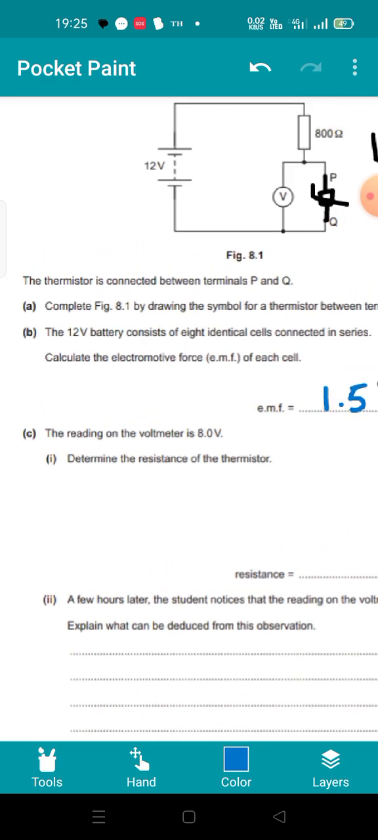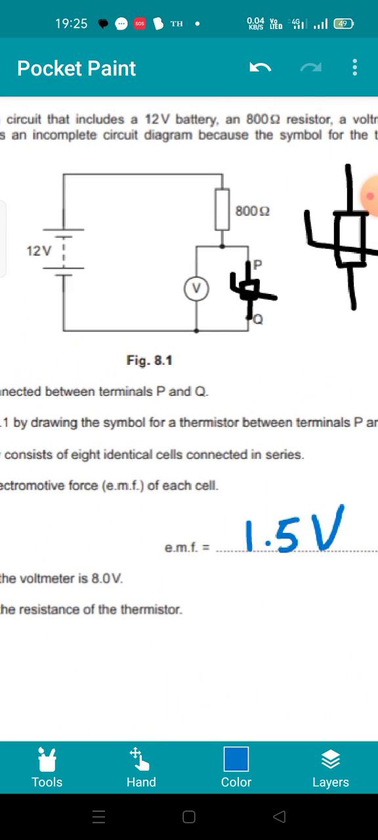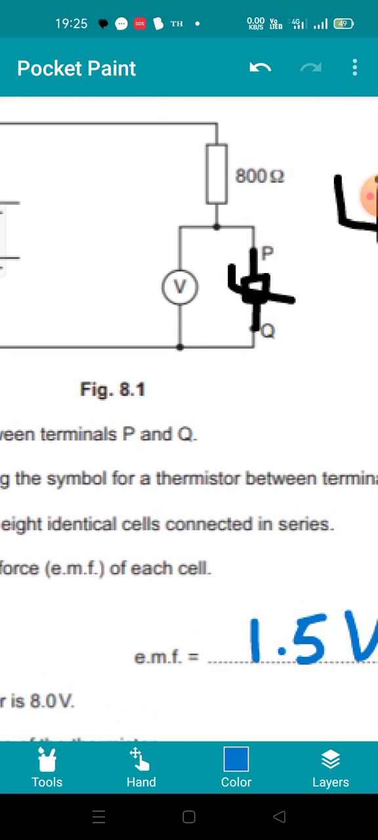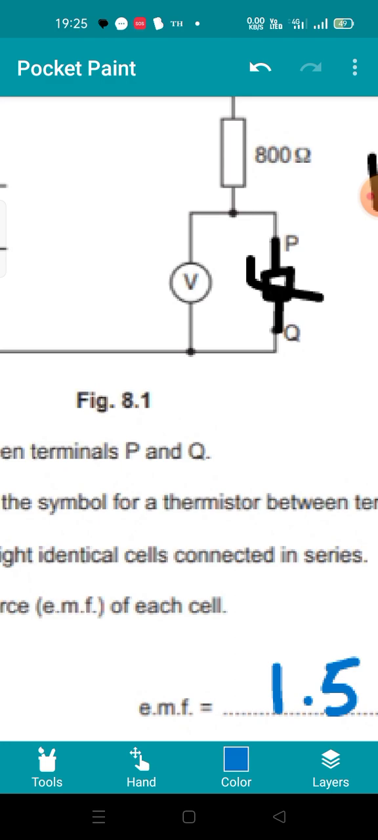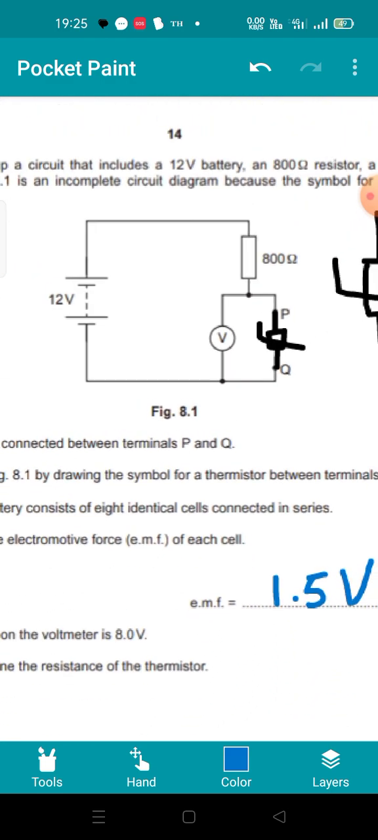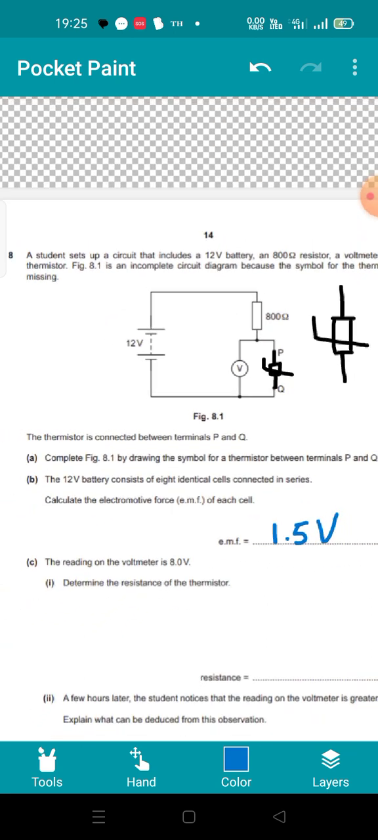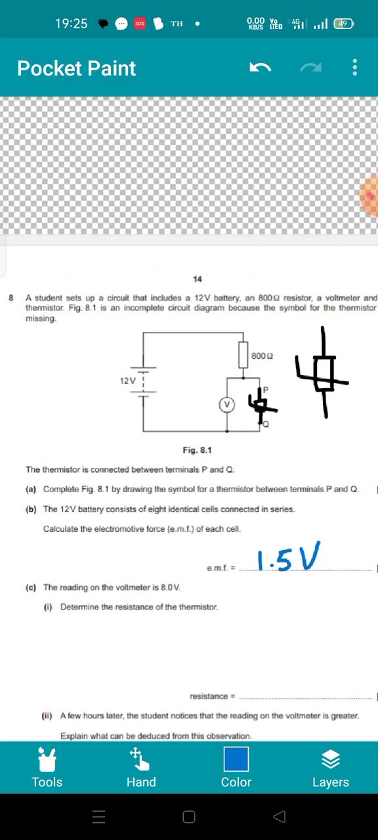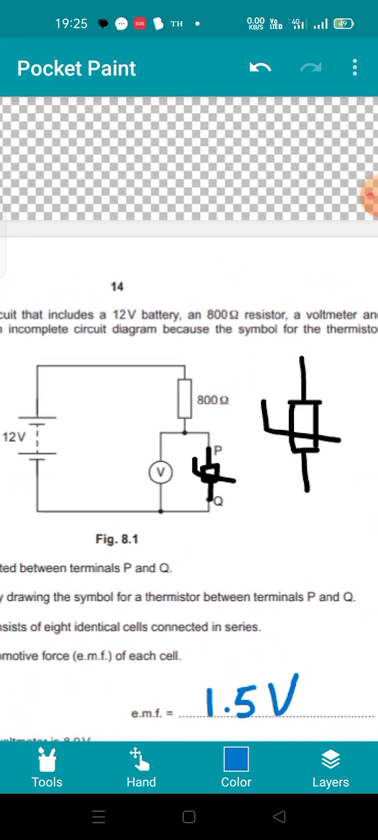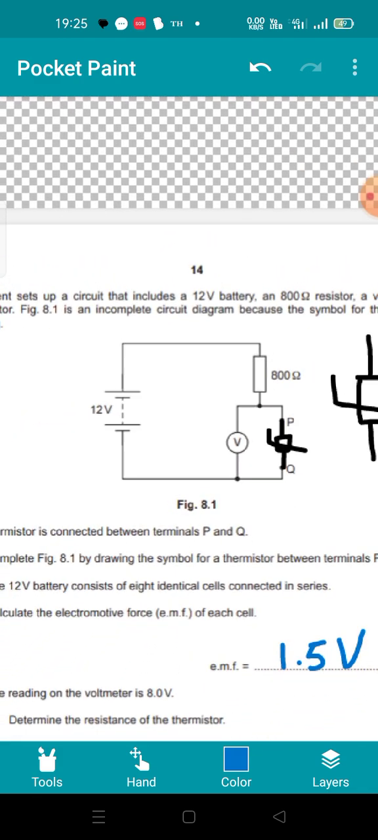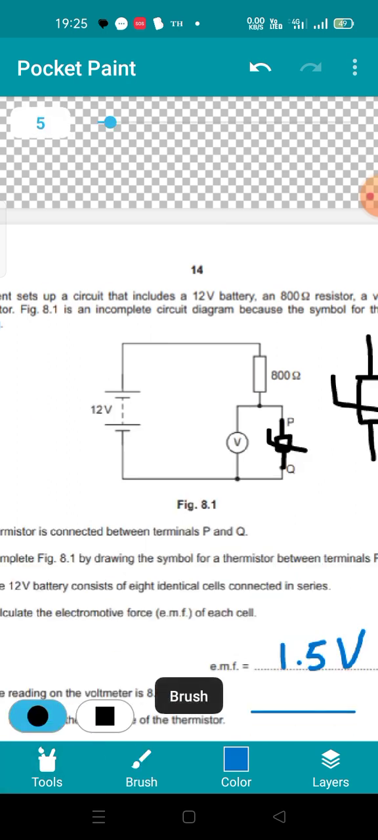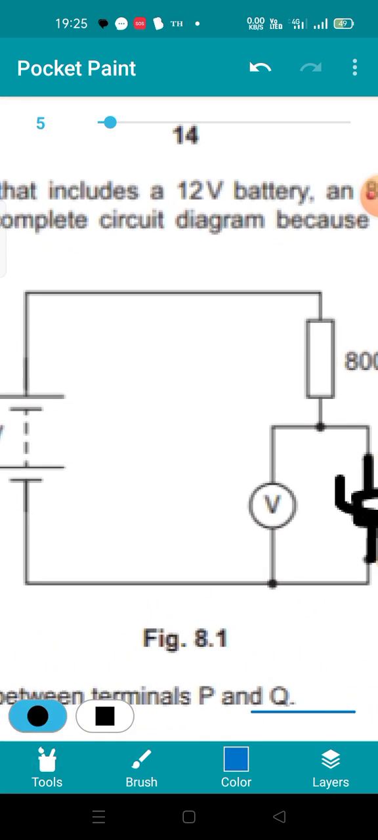The reading on the voltmeter is 8 volts. If you observe the circuit diagram, the voltmeter reads the potential difference across the thermistor connected between the ends P and Q. So that means 8 volts potential difference is present across the thermistor PQ. Now we need to determine the resistance of the thermistor. So we know the potential difference across the thermistor, which is 8 volts. So I'll write 8 volts here. This is 8 volts.